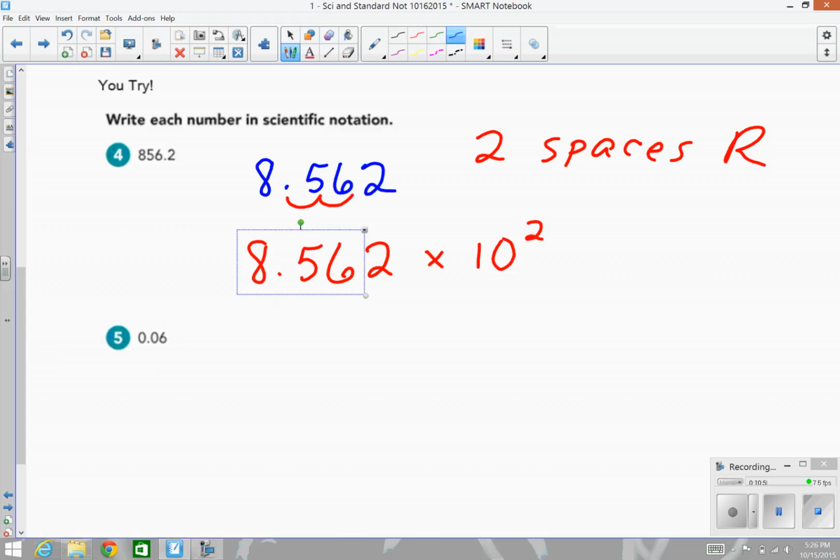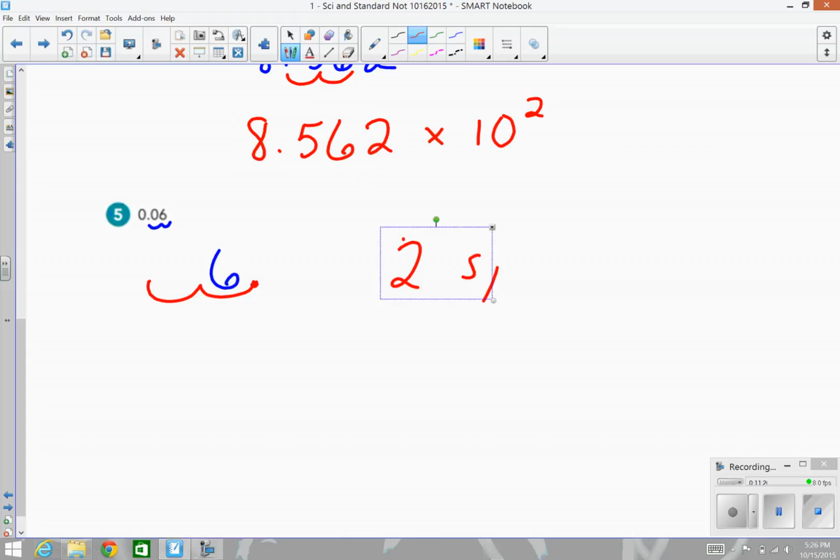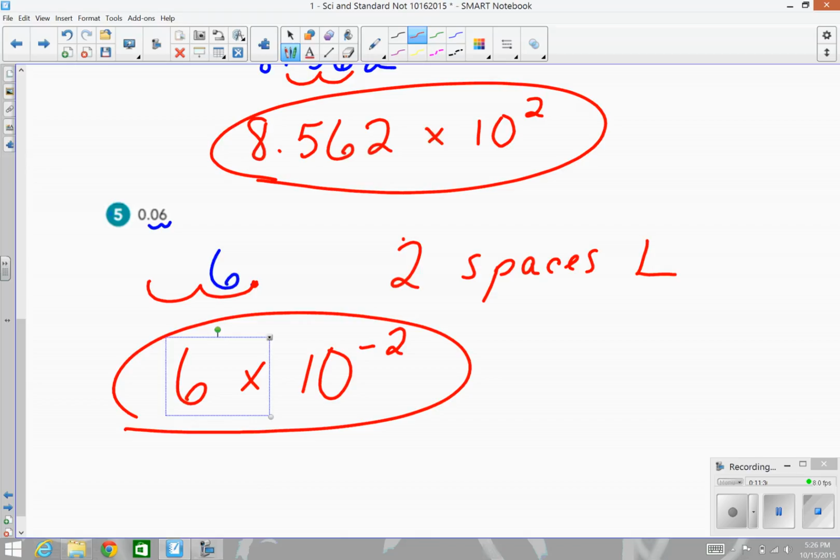If we look at part 5, I'm going to be moving my decimal over here so that I have a 6. In order to get my answer back to where it started, I would have to move 1, 2 spaces to the left. So my exponent here, I have 6 times 10 to the negative 2. And this is how we write scientific notation.